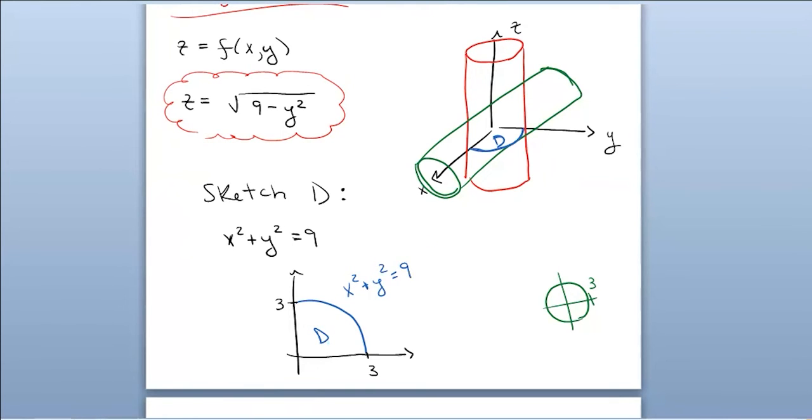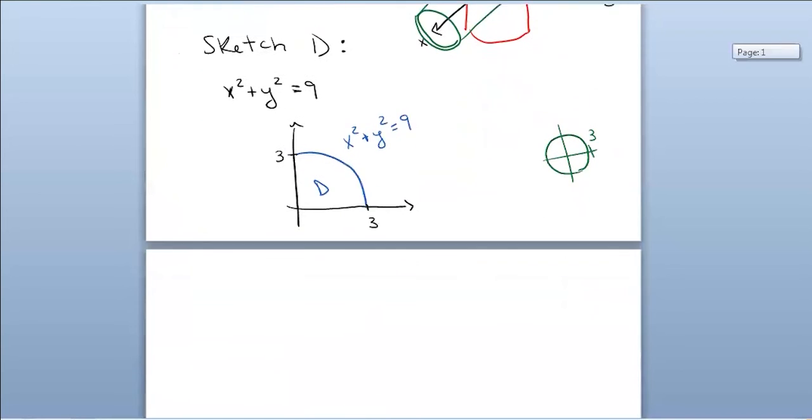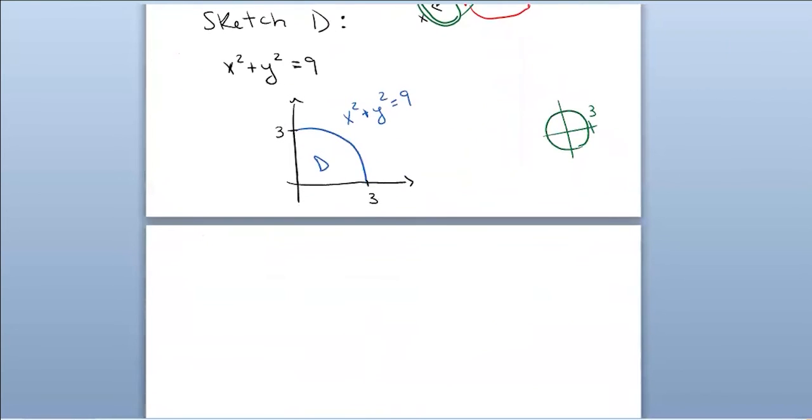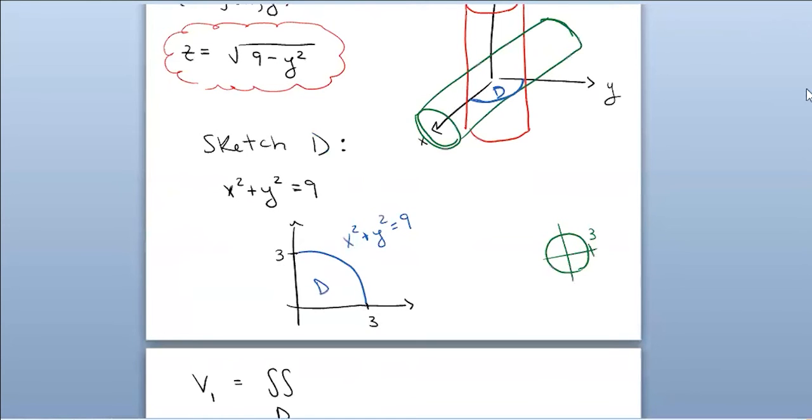So I'm actually in good shape now. I can go ahead and set up my double integral. But we do want to be careful. I need to figure out what my limits of integration are. So I'm going to be integrating. I'm going to call this volume 1, and I'll tell you why in a second. I want to integrate over this region D, and what I'm integrating is this surface, square root of 9 minus y squared.